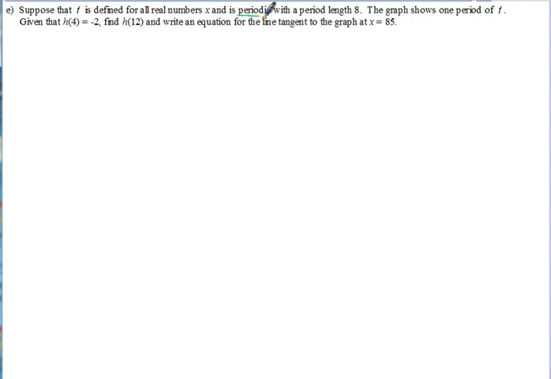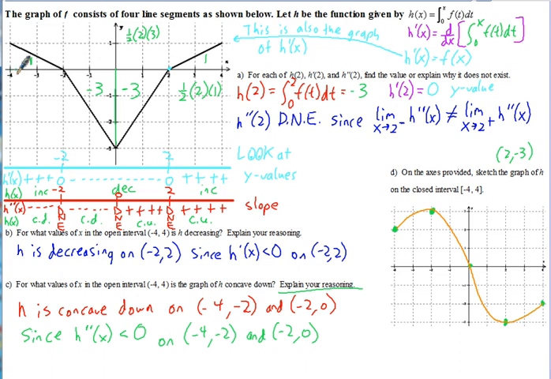So periodic, remember just like sine and cosine, the trig functions, that means the graph keeps repeating over and over again, looks the same way. And the period length tells you how often it repeats, in this case, every 8 units. So the graph shows one period of f. So you can see from -4 to 4, that's 8 units in width there. So it keeps repeating this same shape over and over and over again.